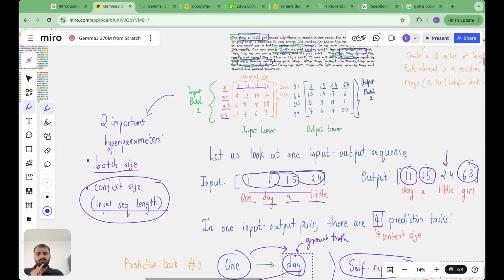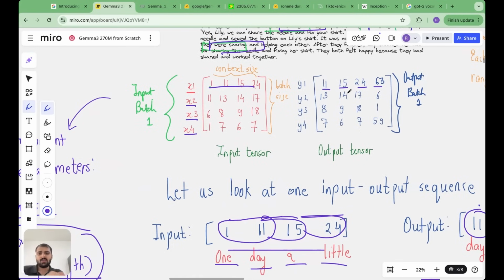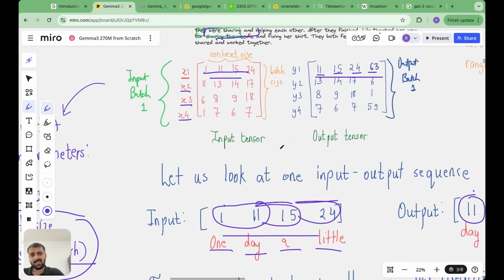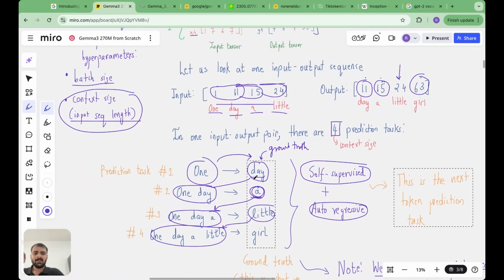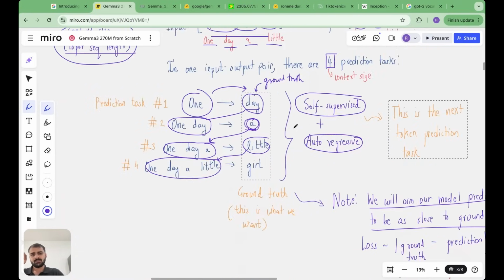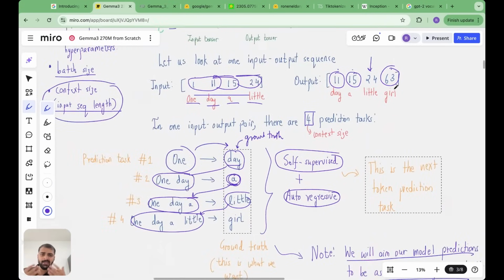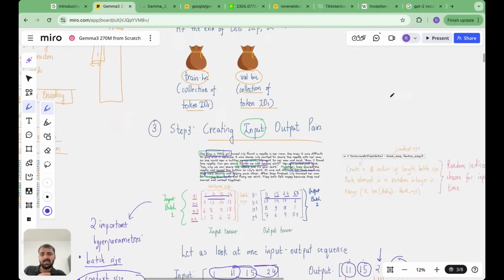Once these two are determined, for one batch you can assemble inputs like this, and to get the output you just shift the input to the right hand side by one. For each row, if you look at the first row, that's one input and output sequence. Within that there are four prediction tasks, similarly for all the other rows. So for every input sequence you know what the output should be, and eventually we'll train an LLM to predict these outputs which are present in our ground truth.